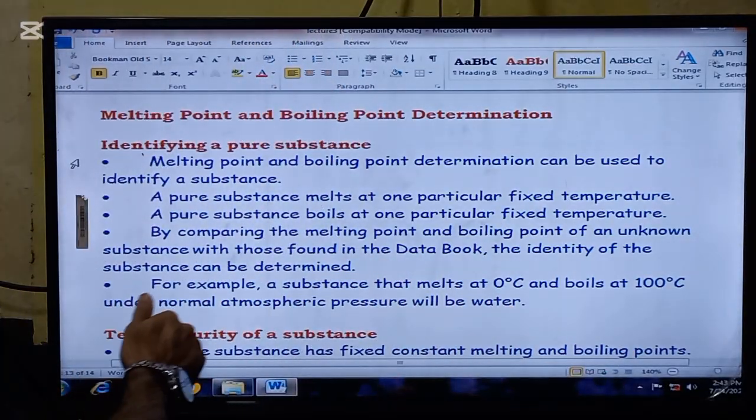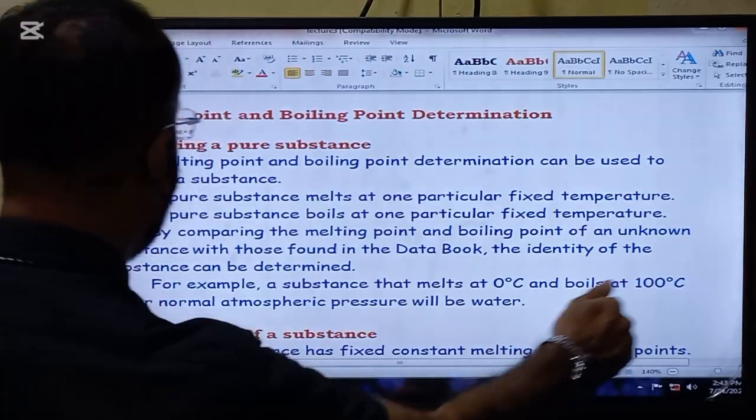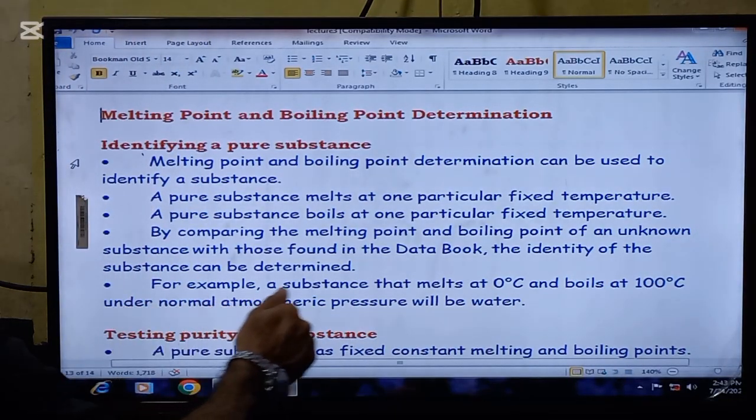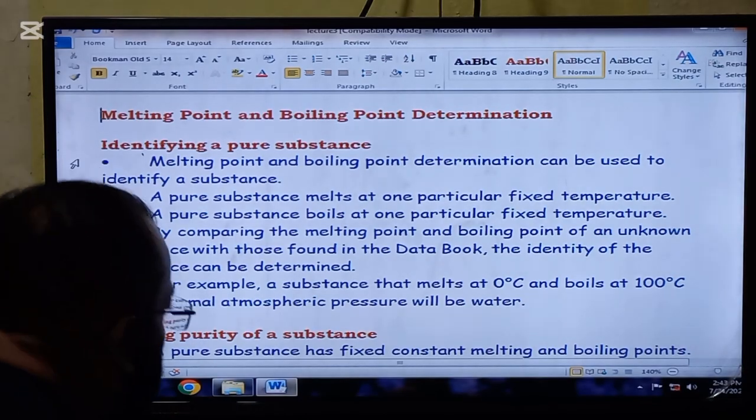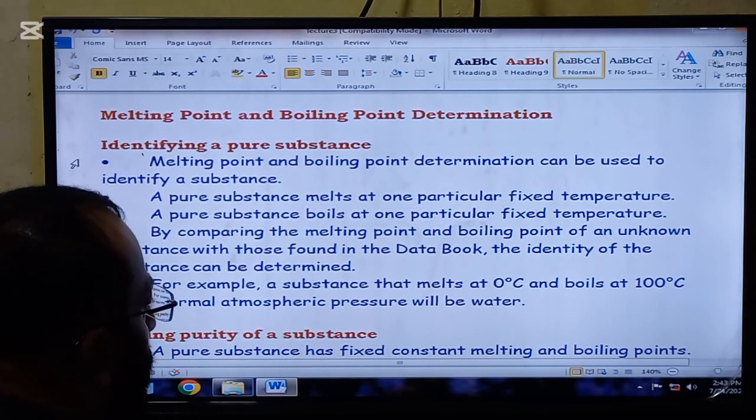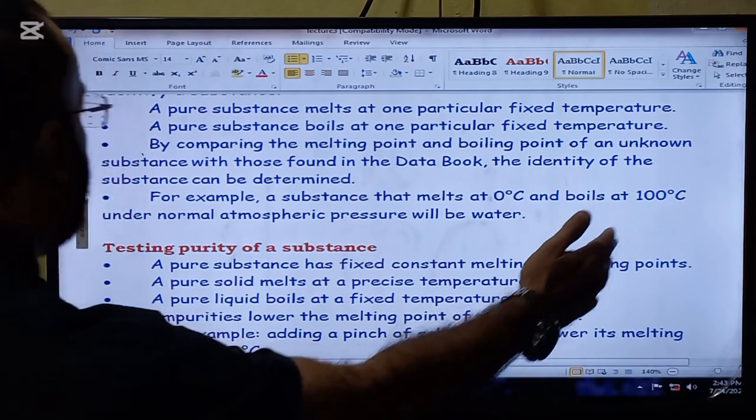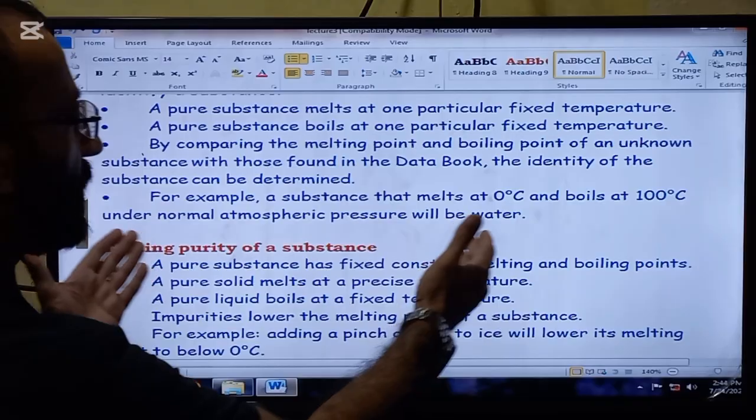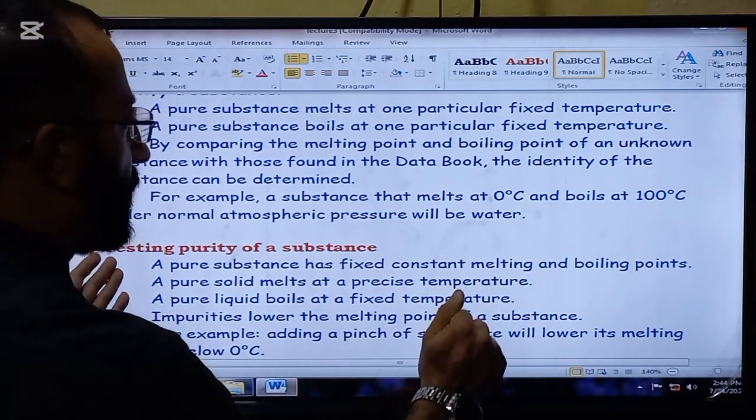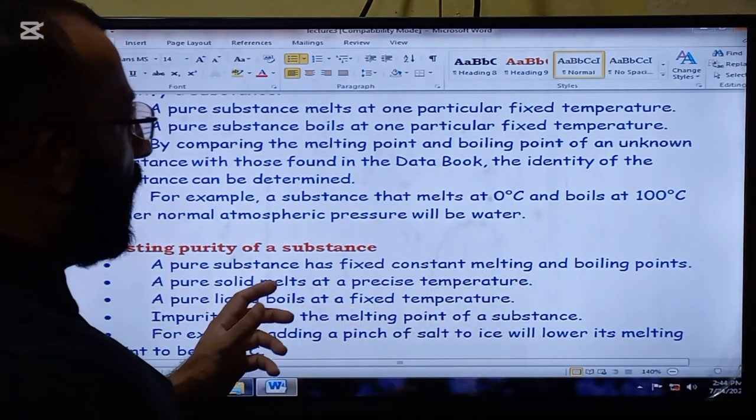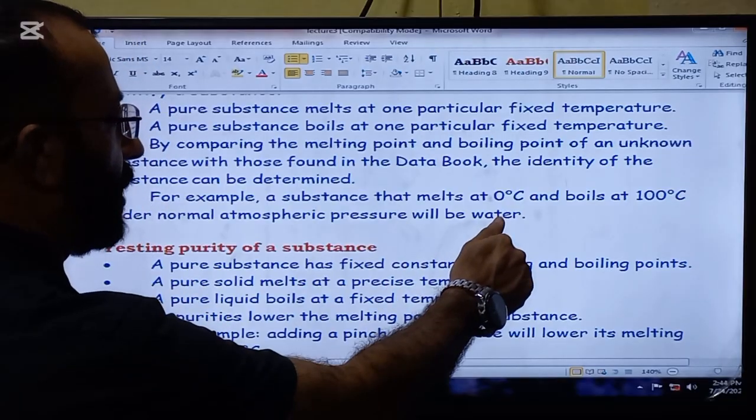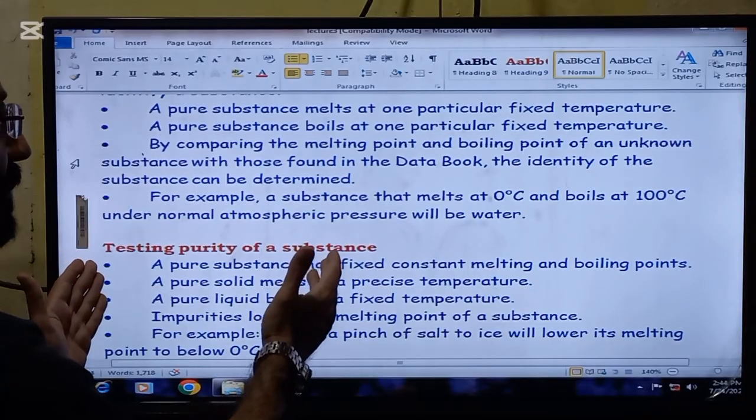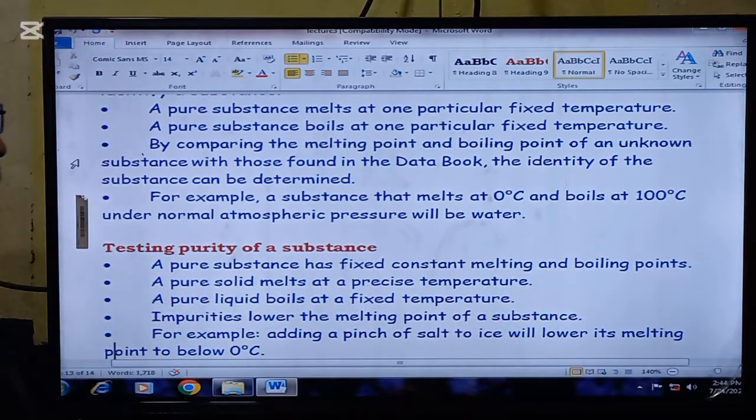Look now, by comparing the melting point and the boiling point of an unknown substance with those found in the data book, the identity of the substance can be determined. For example, a substance that melts at 0 degrees C and boils at 100 degrees C under normal atmospheric pressure will be water. This is an easy example for you people to understand. If we are given a substance and we check its melting point is 0 degrees and its boiling point is 100 degrees C under normal atmospheric pressure, then definitely that substance will be water.